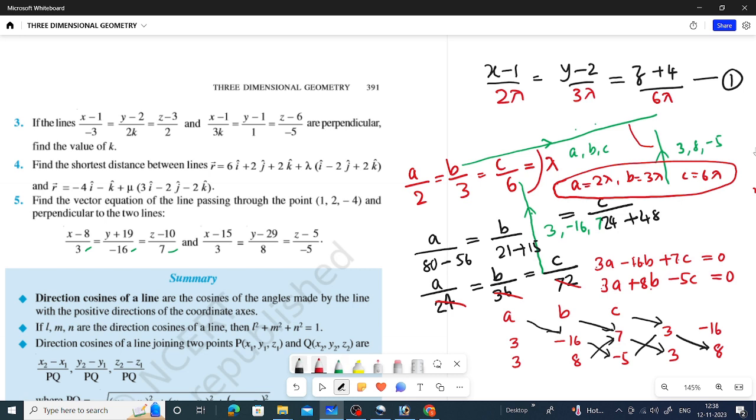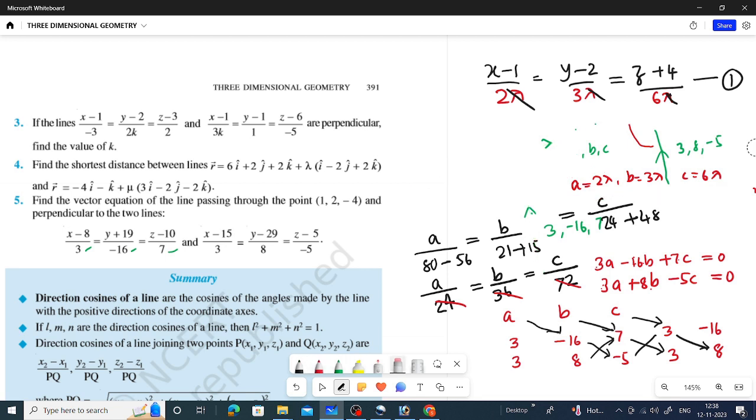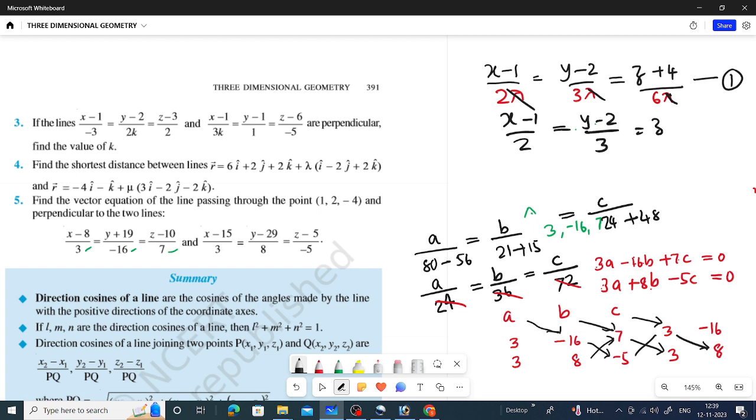And next, the common factor lambda cancels. So the final answer of this equation in the Cartesian form is (x - 1)/2 = (y - 2)/3 = (z + 4)/6.